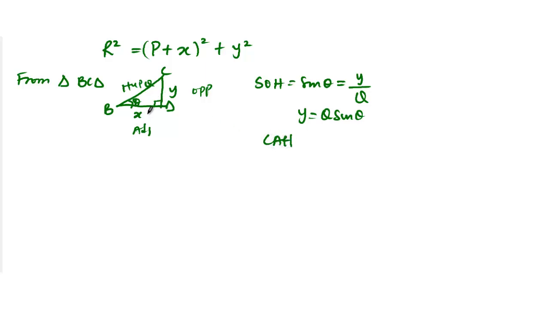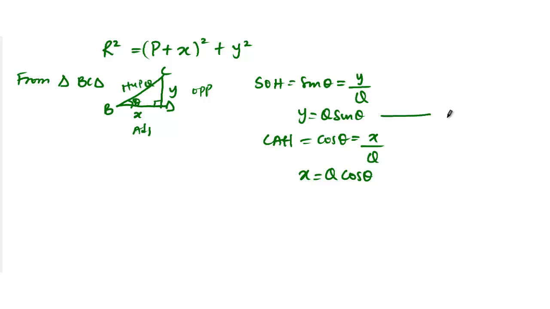Cos theta is adjacent over hypotenuse. So that will be cos theta is equal to adjacent, which is x, over hypotenuse, that is Q. So if we cross multiply, we have x is equal to Q cos theta.